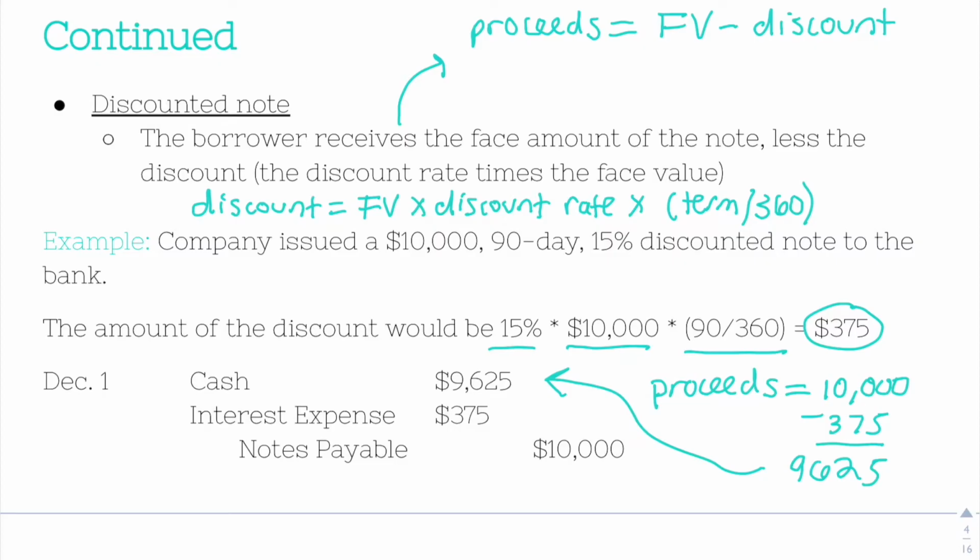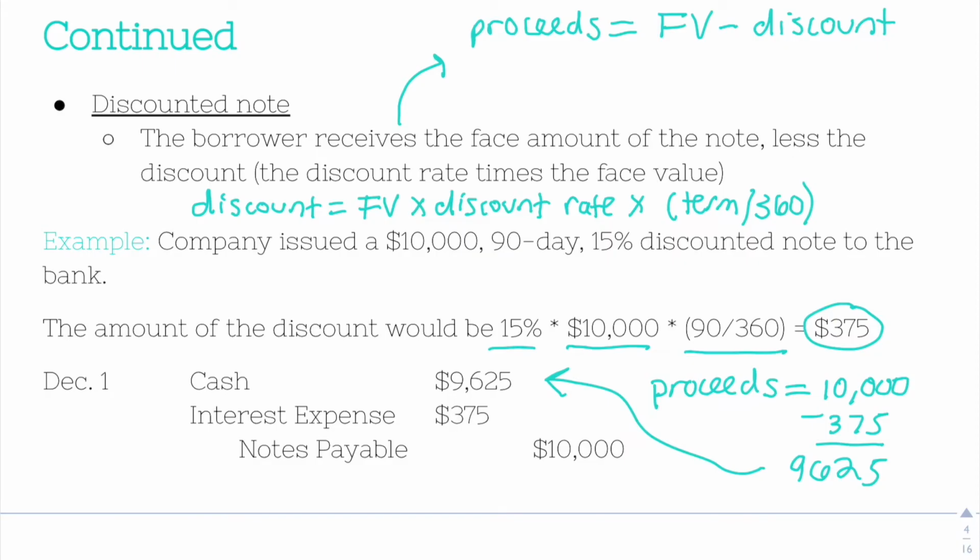And then you're also implicitly paying the interest expense right now. So instead of receiving $10,000 up front and then paying interest for it later, you're only receiving $9,625 and you're paying the interest on it right now. So you debit interest expense for the amount of the discount, so that's $375, and you are going to credit notes payable for the full $10,000 because when it comes to term, you'll pay back the full $10,000 in cash, so that's basically paying for the cash you received and then paying the interest on top of it.